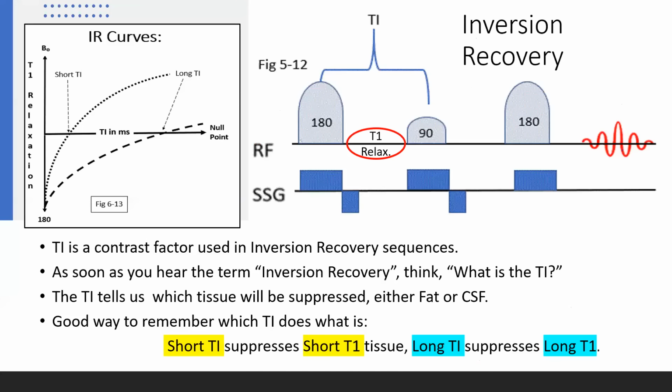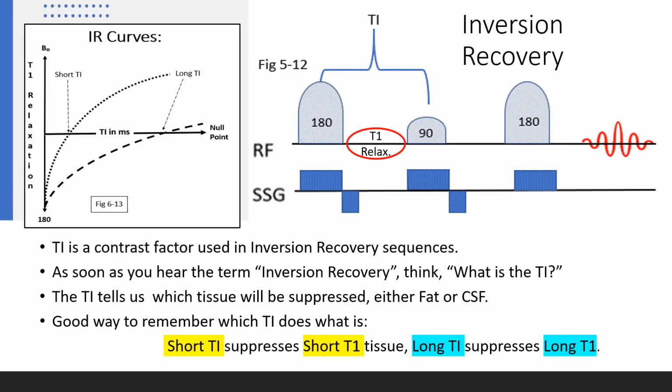All right. Inversion recovery, IR. Here's another one of your intrinsic scan parameters. Now, as soon as you hear IR, you're thinking, okay, inversion recovery, something's getting flipped down to 180. Yep, exactly. So as soon as you hear inversion recovery, say to yourself, what's my TI? Because that TI is going to tell you which tissue is going to be suppressed.